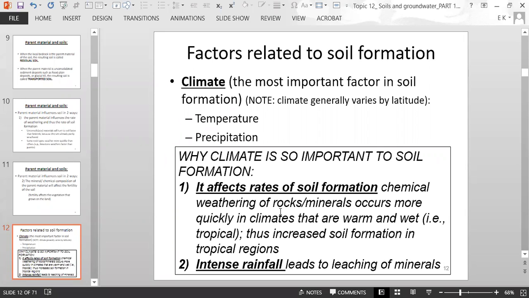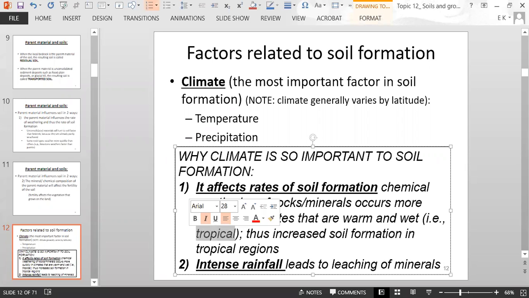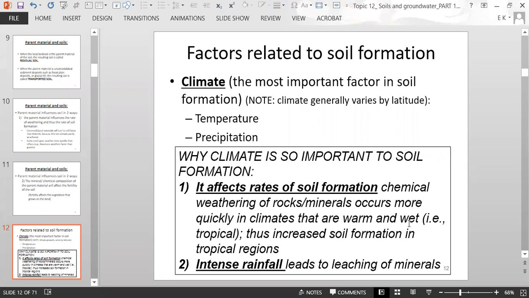That's because chemical weathering of rocks and minerals occurs more quickly in climates that are warm and wet. In other words, a tropical climate. Thus, you get increased soil formation in tropical regions.